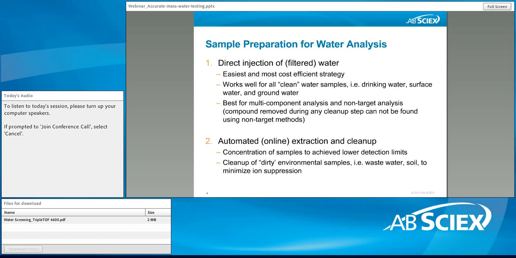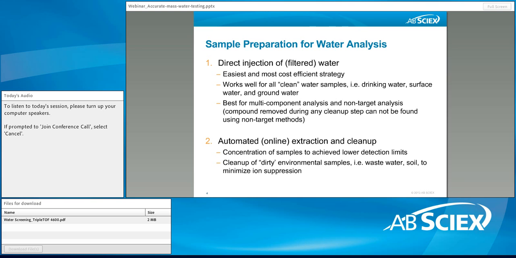Okay, let's talk about a couple of details about LC-MS methodology if we want to apply an accurate mass instrument for targeted and non-targeted analysis in our laboratory. First up, obviously, is sample preparation, and we can follow two procedures. The easiest, most powerful, and most cost-efficient one is skipping sample preparation completely and injecting water samples directly. Sometimes some filtering might be necessary.